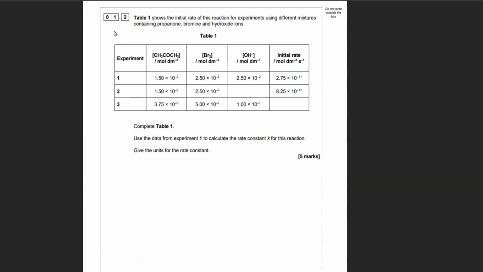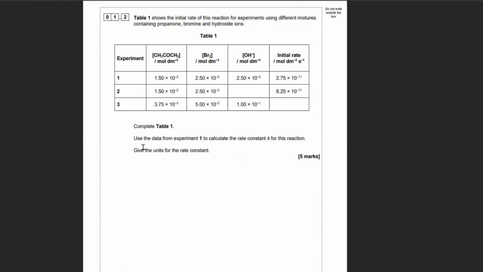Oh, 5 marks. That's quite a lot for a question on your second part of the paper. 1.2. Table 1 shows the initial rate of this reaction for experiments using different mixtures containing propanone, bromine, and hydroxide ions. Experiment 1, experiment 2, experiment 3. You can see what they've done: with each experiment, they've changed one of the three reactants and measured the initial rate. Complete table 1. Use data from experiment 1 to calculate the rate constant k for this reaction. Give the units for the rate constant.